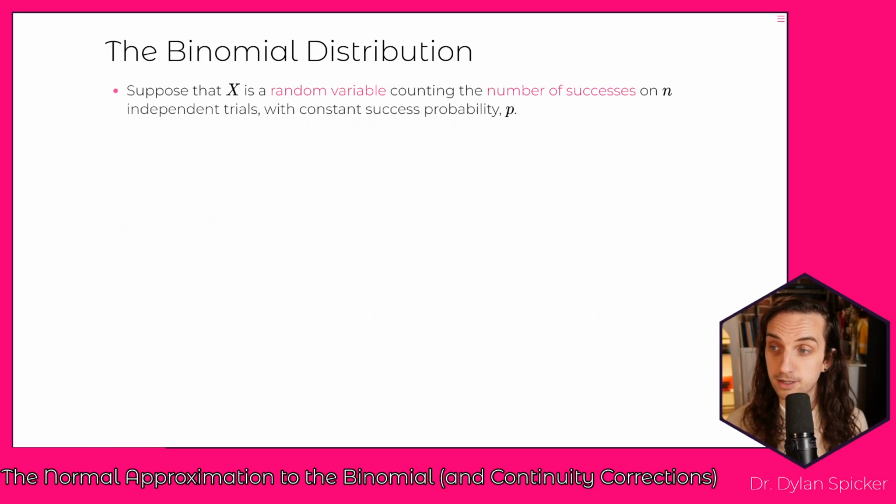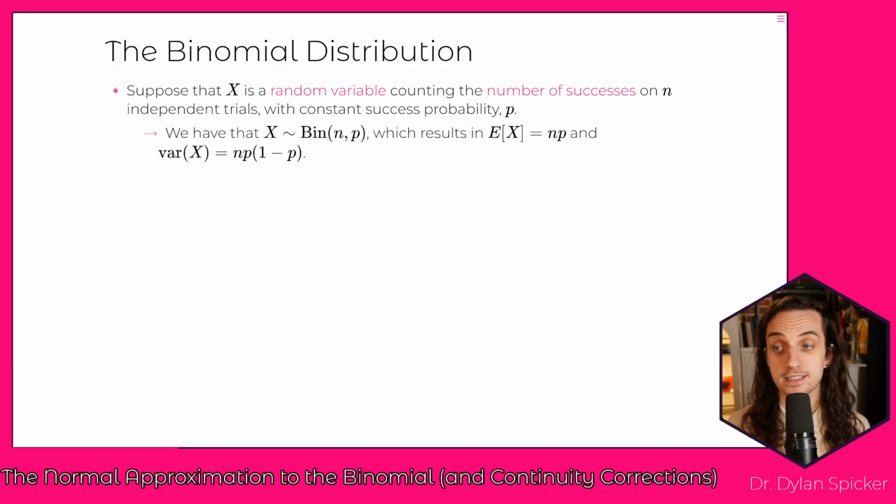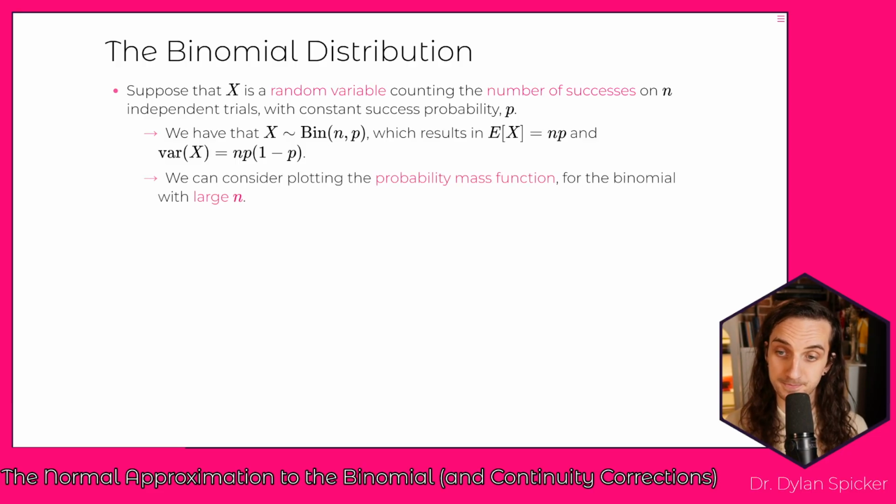So thinking about the binomial distribution here, if x is a random variable that counts the number of successes on n independent trials, with a constant success probability of p, then x is binomial with parameters n and p. This results in the expected value of x being n times p and the variance of x being n times p times 1 minus p.